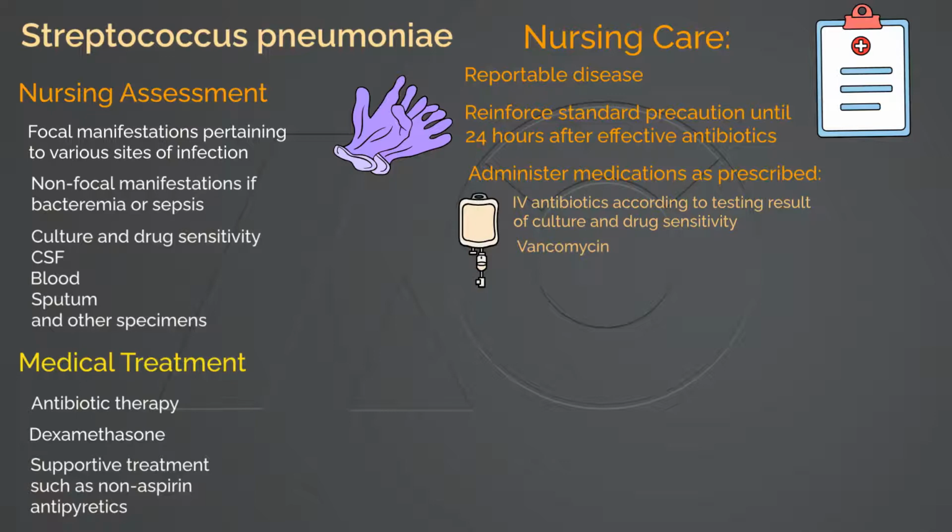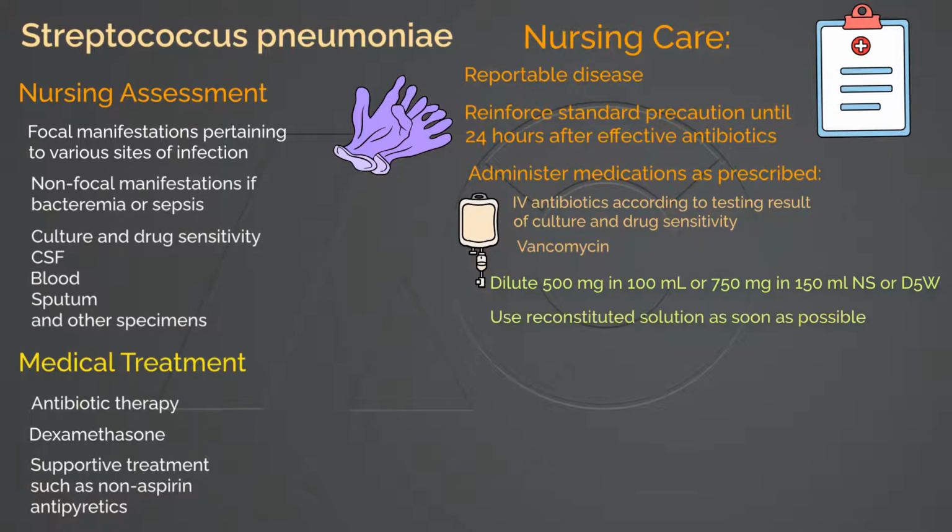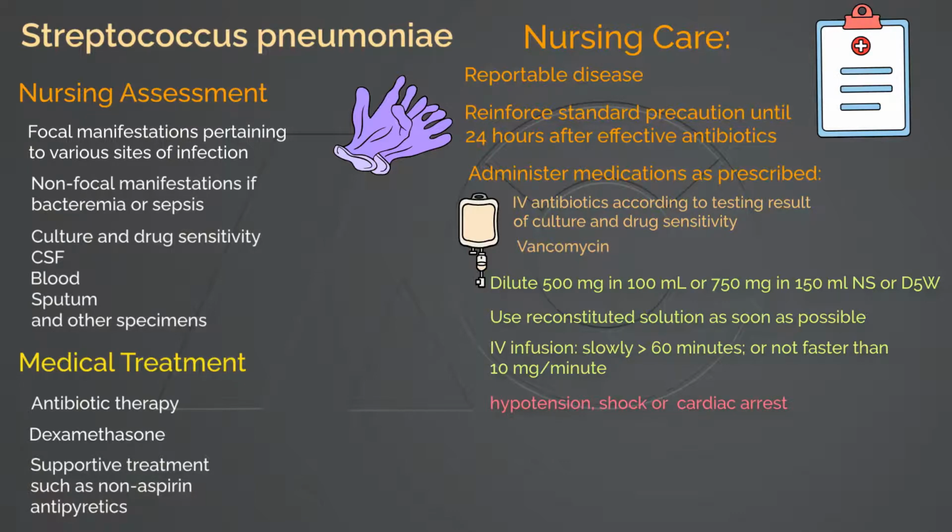When administering vancomycin via IV route, dilute every 250 mg vancomycin in 50 ml normal saline or dextrose 5% water and infuse it as soon as possible after reconstitution. The IV should be given slowly, over 60 minutes or slower than 10 mg per minute. Rapid infusion can lead to hypotension, shock, or rarely cardiac arrest.